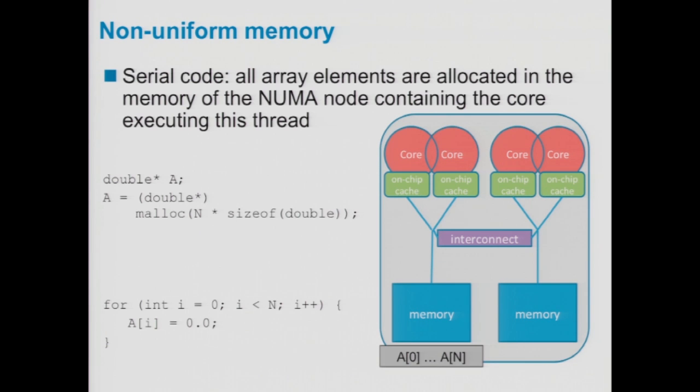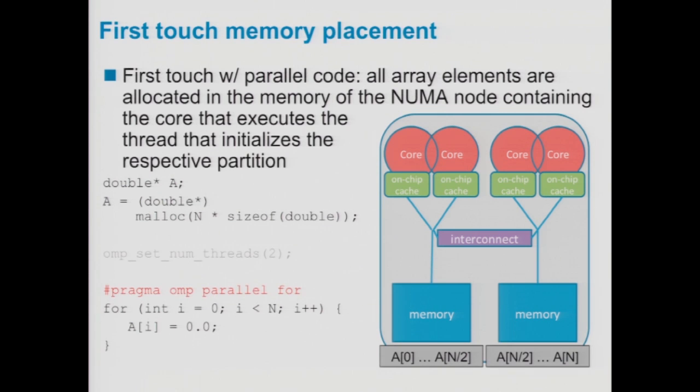And if you have this code on the left where you're allocating an array with malloc, and then you're executing an initialization function on this, the question is, which memory will that array be allocated to? And this is somewhat operating system dependent, but there are some common paradigms that OSs have adopted, which basically is that whoever touches that memory first is where that page is going to be allocated.